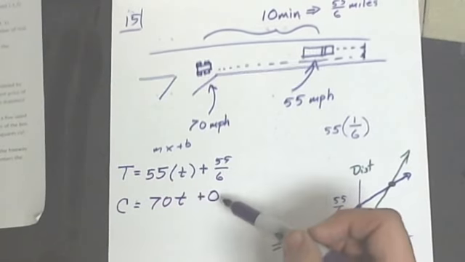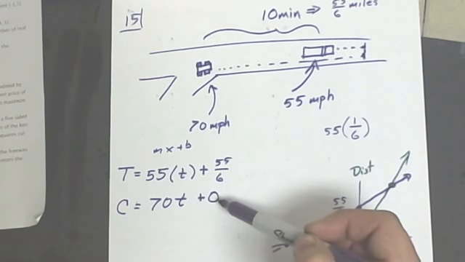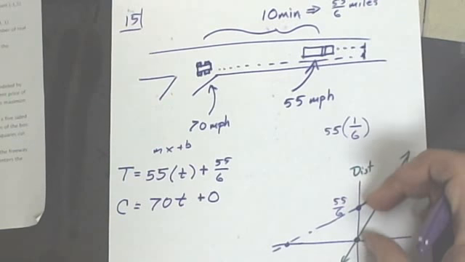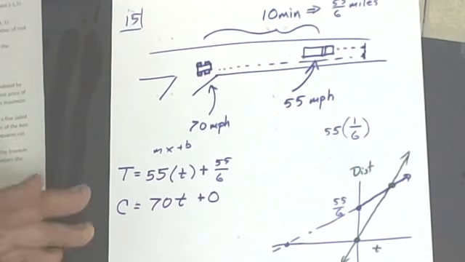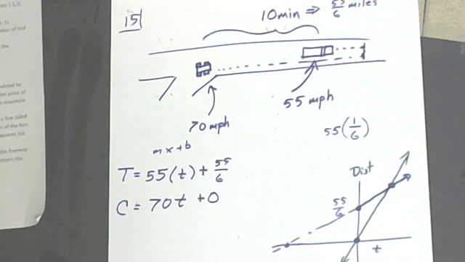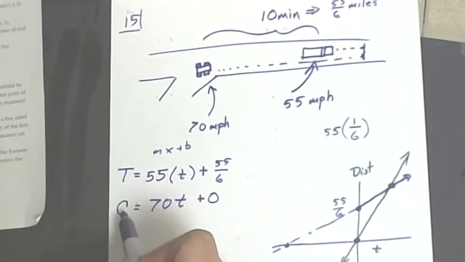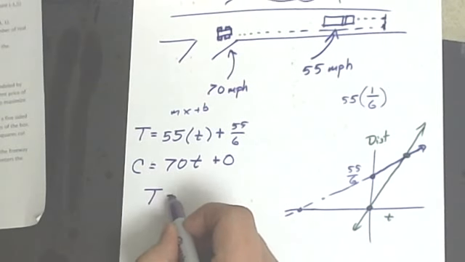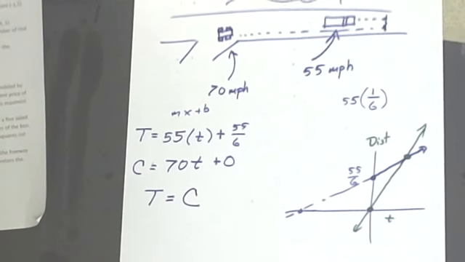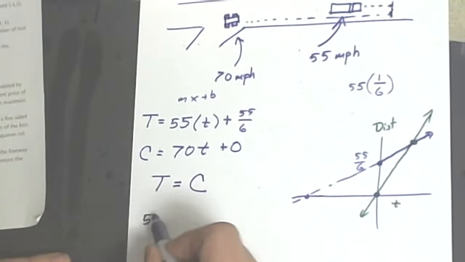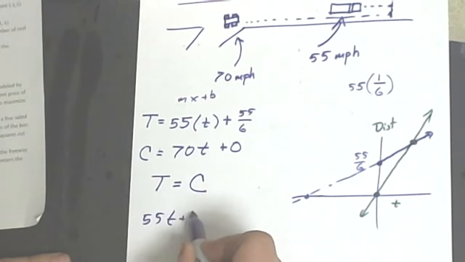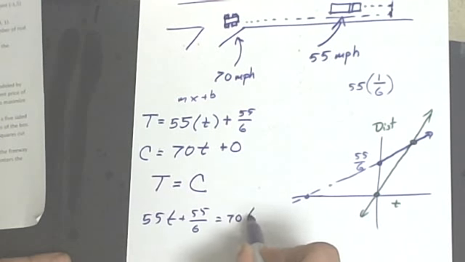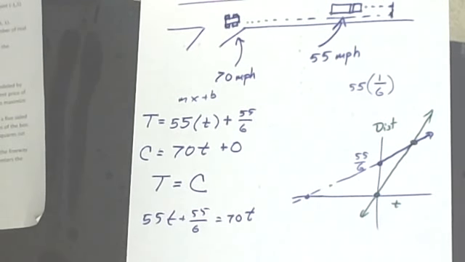Now, some people like to do this problem, by the way, where this is 0 and this is negative 55 sixths, and you can do that as well. It just essentially moves this graph down a bit. I prefer this way, but it's up to you. And you're wanting to find when they meet up, so when t is equal to c. When is the truck in the same spot as the car? Well, it's going to happen when 55t plus 55 sixths is equal to 70t. We just got to solve this model.